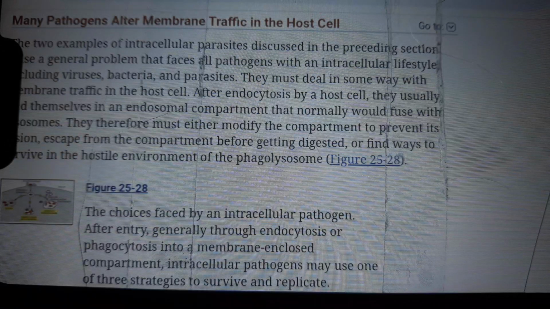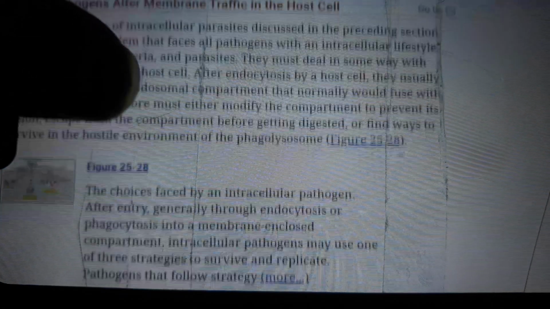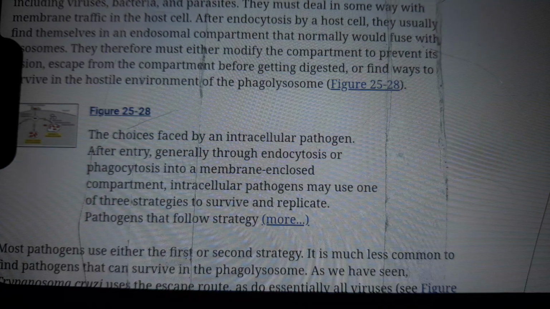Many pathogens alter membrane traffic in the host cell. The two examples of intracellular parasites discussed in the preceding section raise a general problem that faces all pathogens with an intracellular lifestyle, including viruses, bacteria, and parasites. They must deal in some way with the membrane traffic in the host cell.